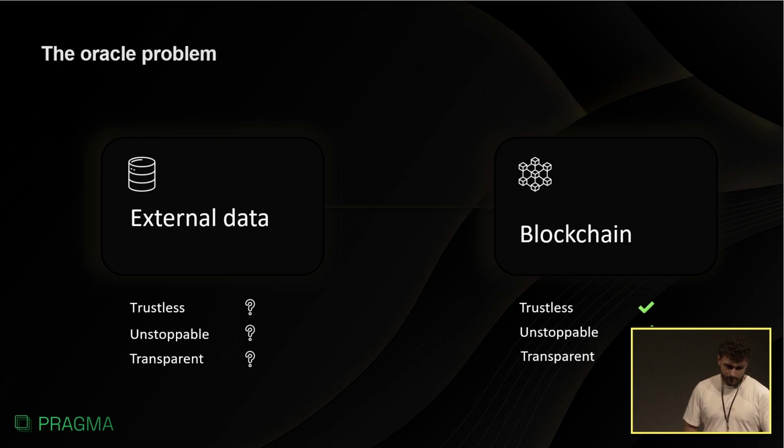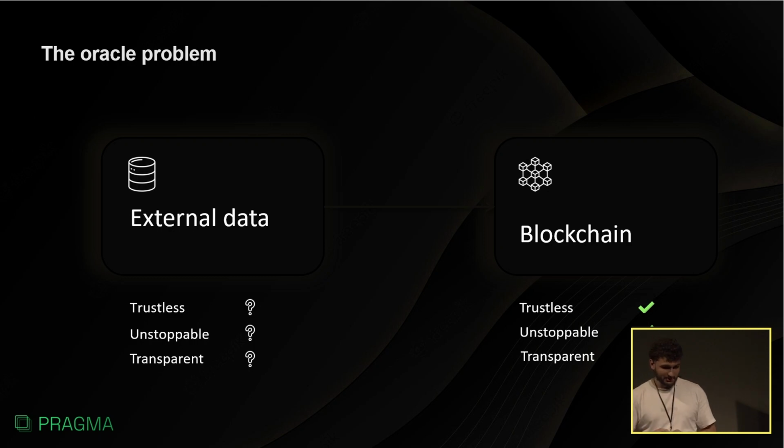Now let's move on to the oracle problem, and see what validity proofs, and so ZK proofs, can change to the oracle problem. Basically, the oracle problem is how can we access external data on-chain. We have a blockchain that is trustless, unstoppable, transparent. It depends on which blockchain we're talking about, but most of them are trying to achieve those properties. And when we are trying to access data, it's more complicated because it's pretty complicated to deal with off-chain sources. How can we have systems that bridge external data in a trustless, unstoppable, and transparent way? That's the oracle problem.